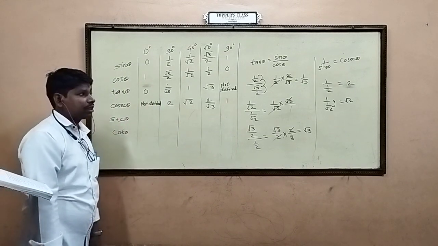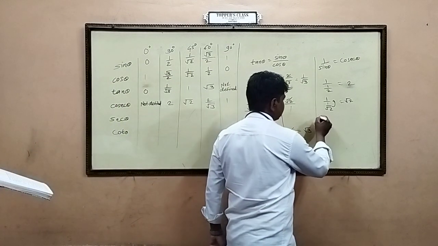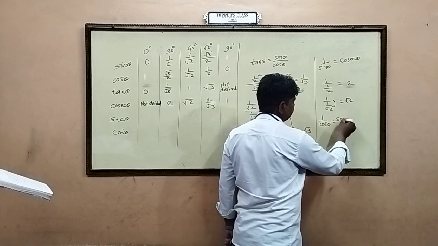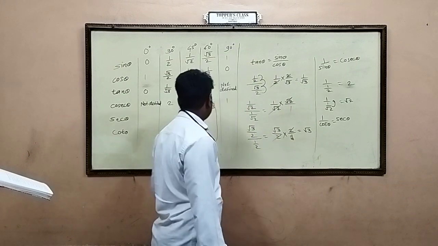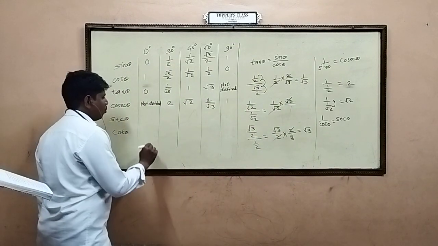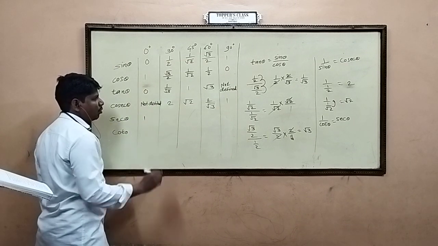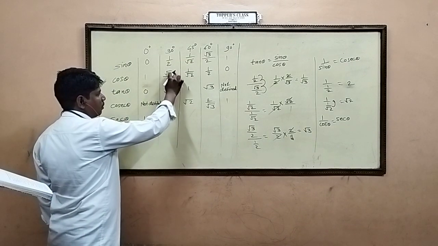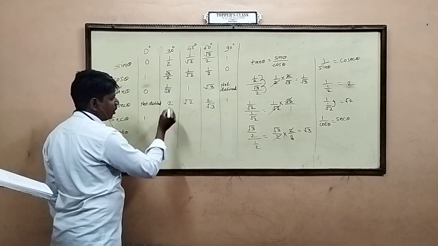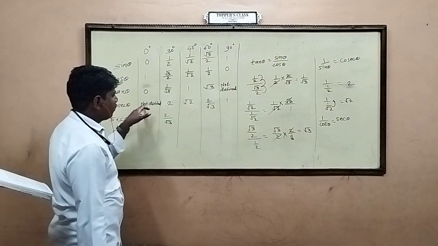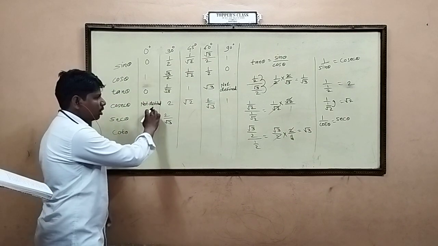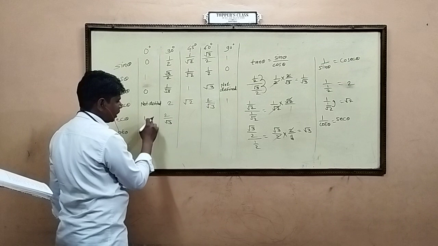Now we have to write sec theta. We already learned sec theta is equal to 1 upon cos theta. What is the value of cos theta? 1 upon 1 gives 1. Then 1 upon square root 3 upon 2 gives 2 upon square root 3. Now here one thing you can remember: whatever we have written for cosec theta, those values will be written in the opposite order. Suppose not defined is here, here is the 1.